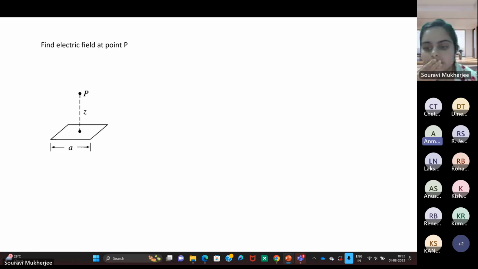Ma'am, can we make use of superposition, like from a side of A, we'll take the net electric field applying on P, and then we'll multiply it by 4, like the superposition we do. Is it possible? Exactly possible. But one thing that you have to take into account is that there'll be a component, right?